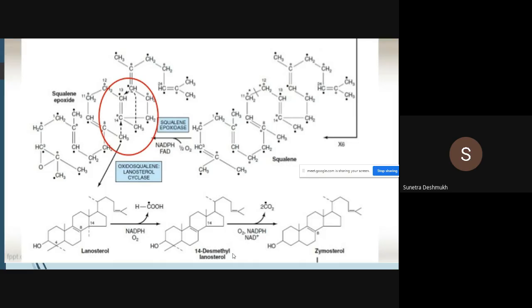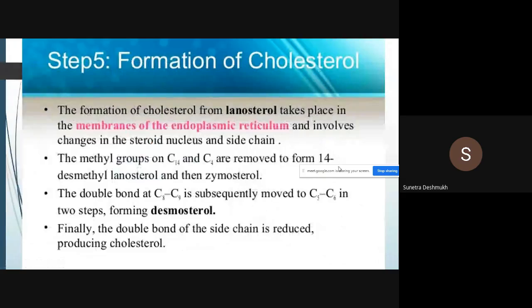So 14-desmethyl lanosterol, on elimination of both methyl groups at the C4 position, gives zymosterol. Now we will go for the conversion of zymosterol to the next molecule, desmosterol. So we will see now how to convert zymosterol to desmosterol.